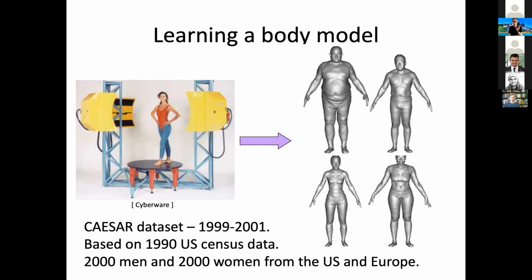It's important that they based the demographics, like what are the ages of people? What are the ethnicities of people? What are the weights of people? They based this all on 1990 US Census data. And since 1990, the US has become much more ethnically diverse, much, much heavier. So the CAESAR data set is representative of a snapshot in time, and not even 1999 to 2001, but really 1990, okay? So it's a bit out of date. But still, it provided several thousand full body 3D scans.